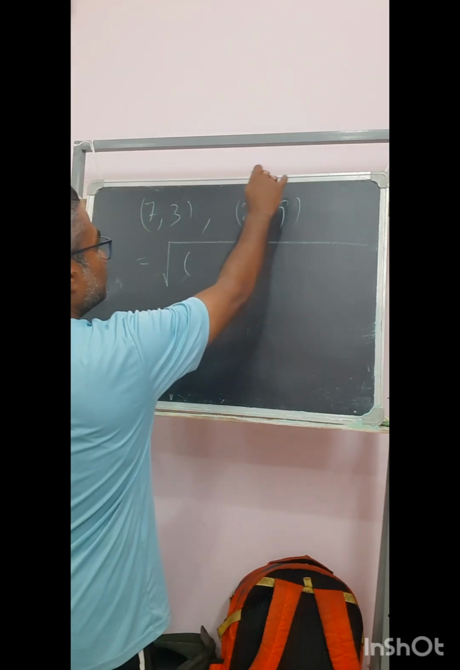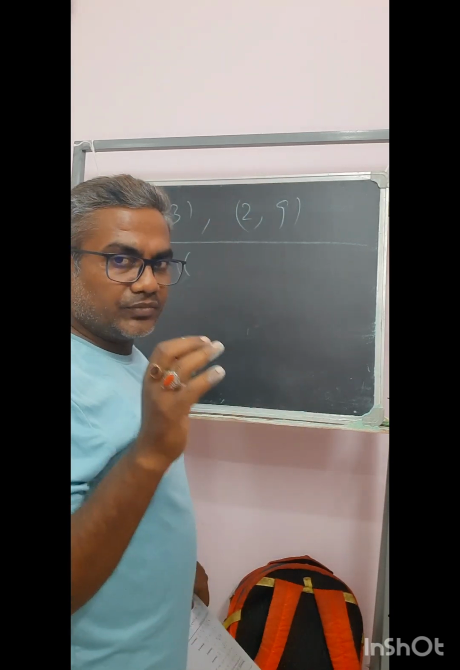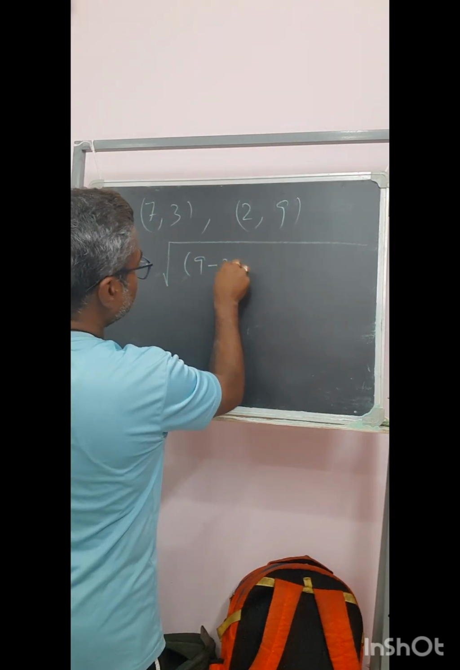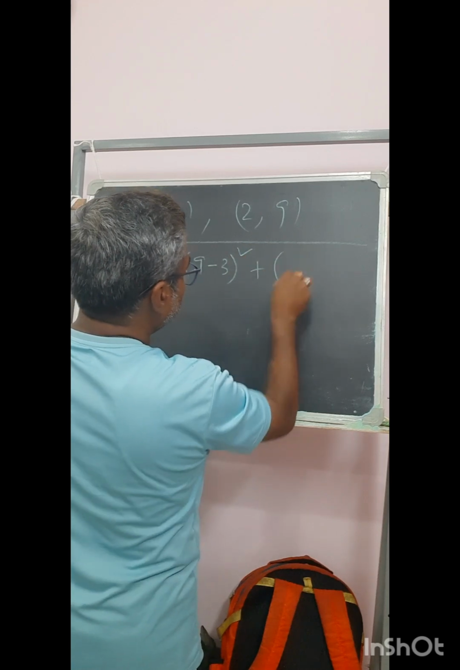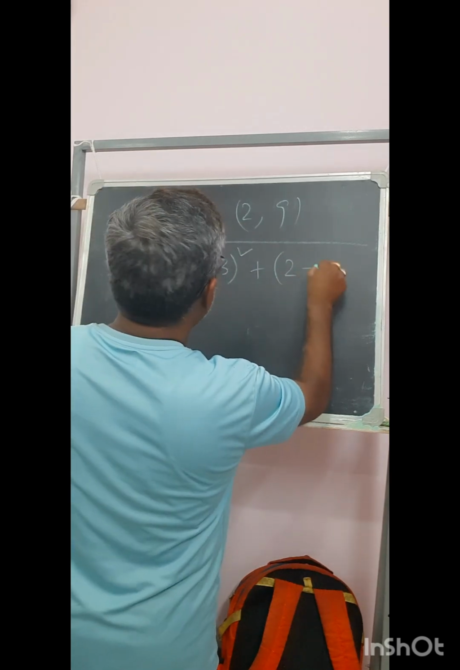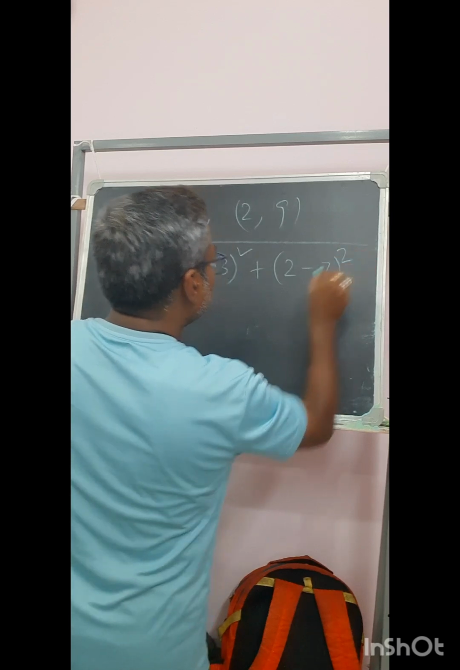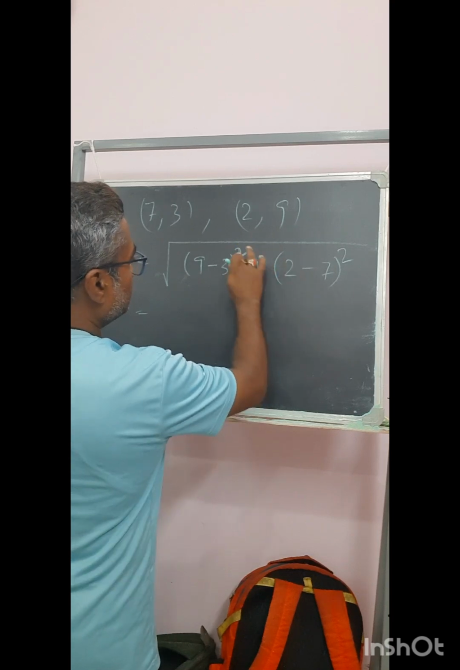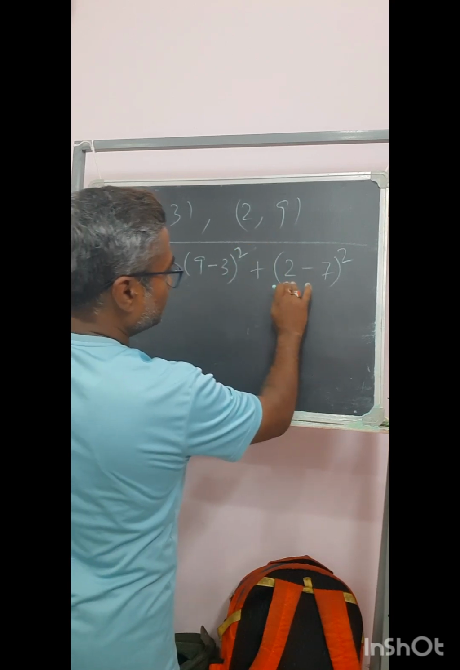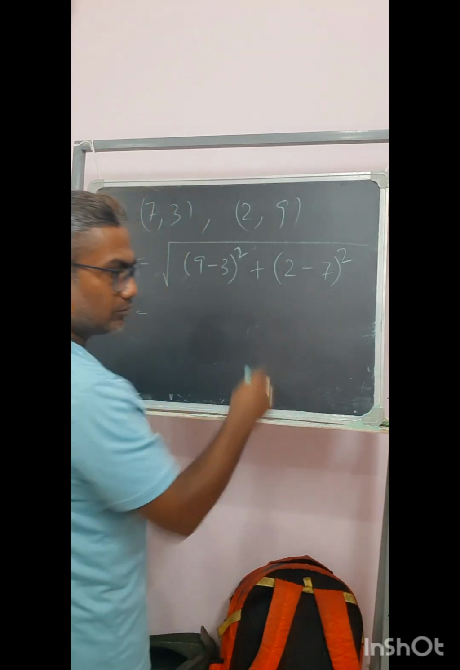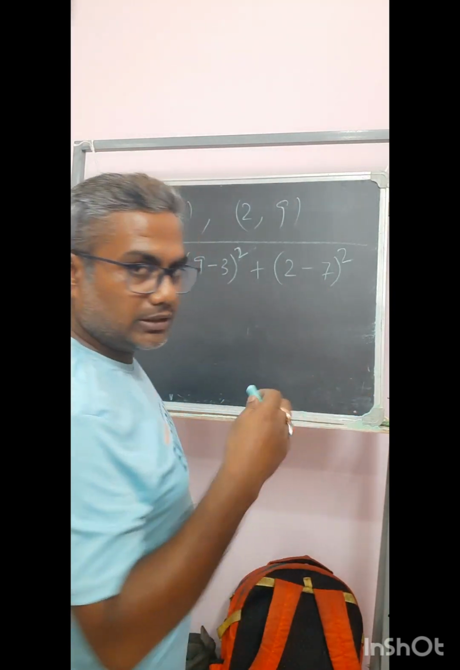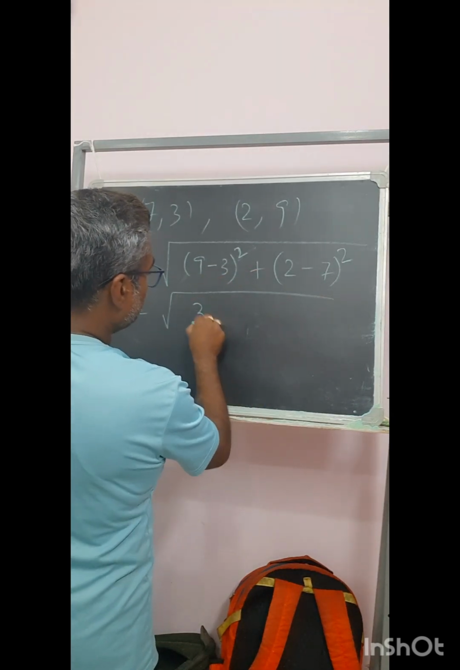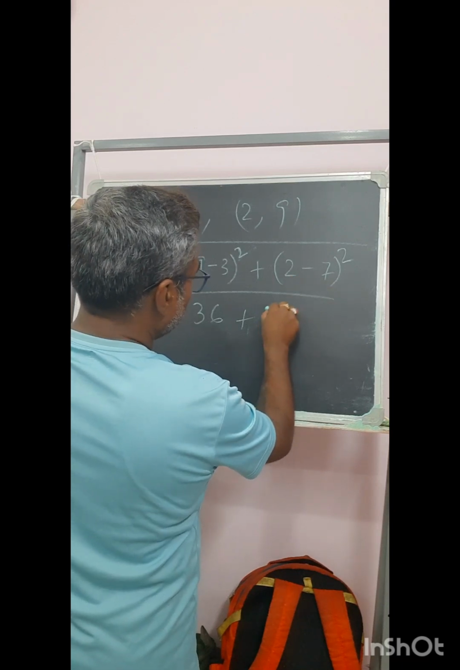If you take this as x2 y2 and this as x1 y1, every time you have to follow the same rule. So x2 minus x1 means 9 minus 3 whole square, and here also y2 minus y1, even if it is smaller than the other one, don't get confused, write it like that only. Because this is squared, it will not affect the value, the sign will be nullified afterward once you calculate it. So this will be 9 minus 3, 6 square, 36. This will be 5 square, means 25.